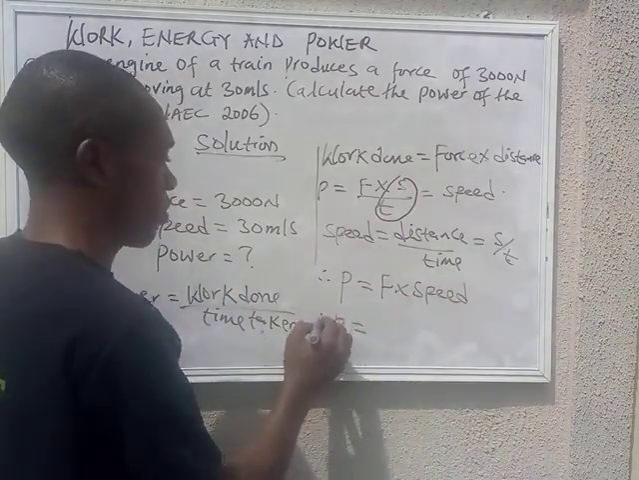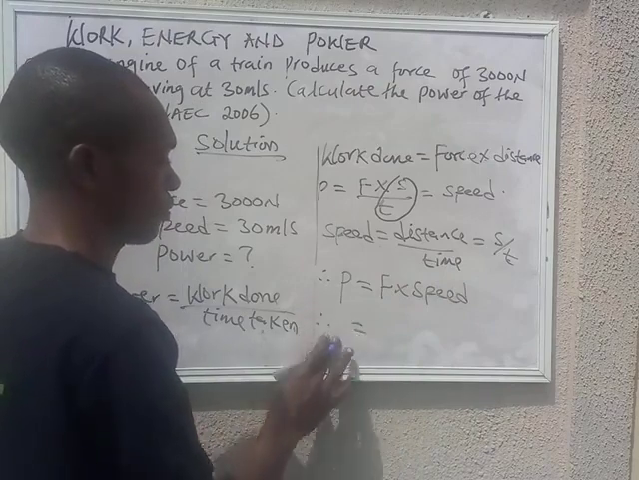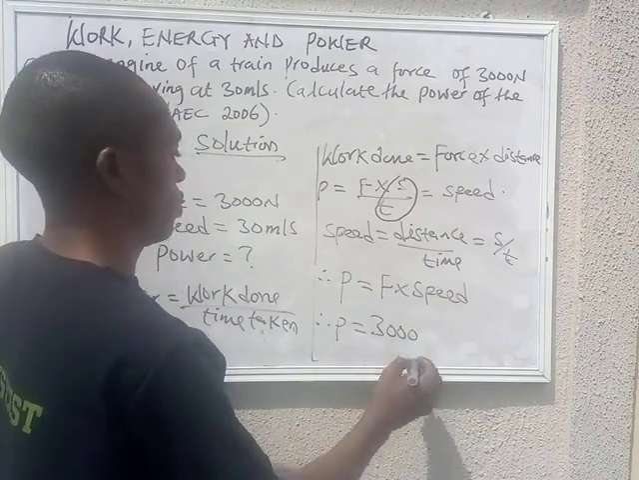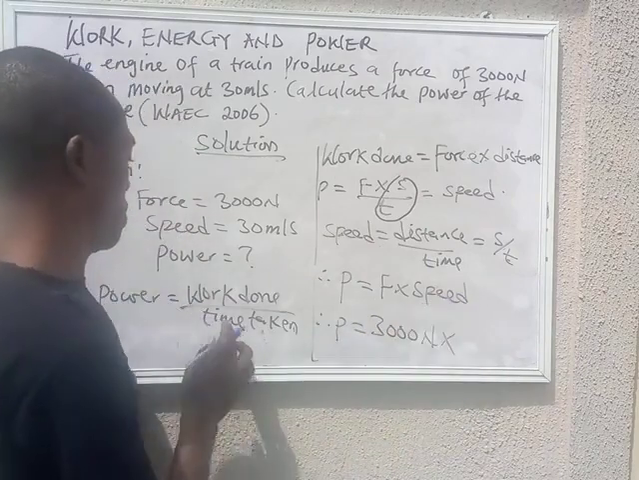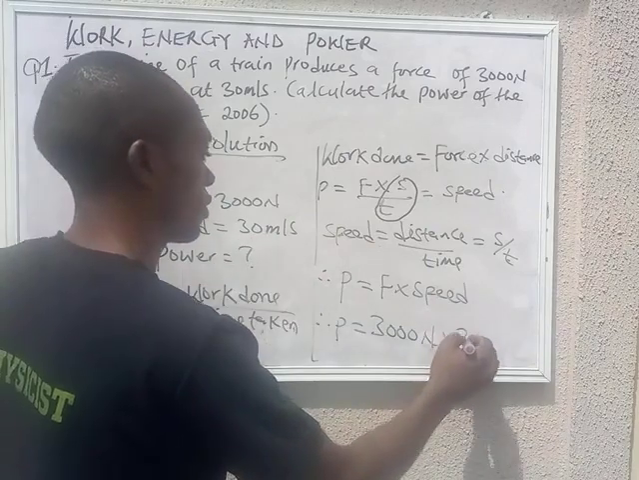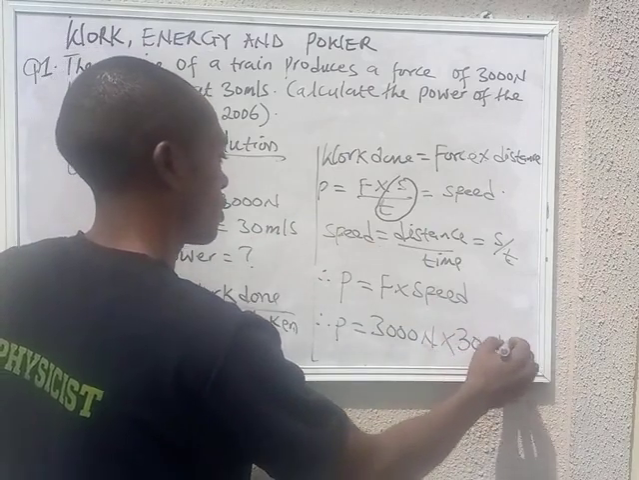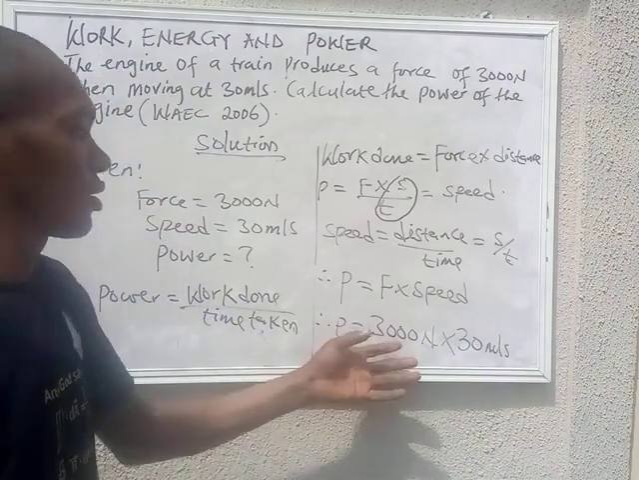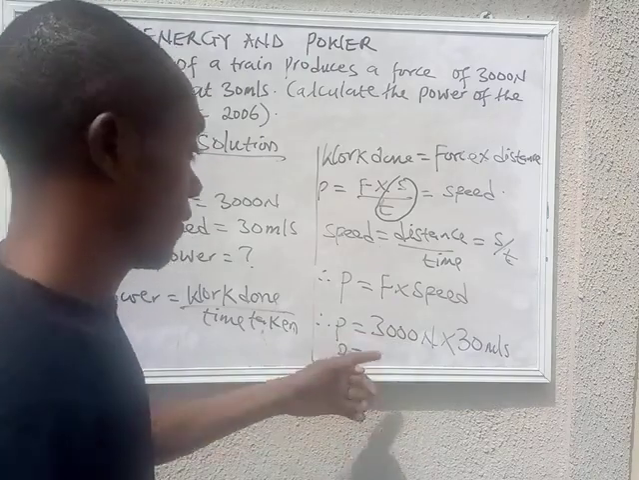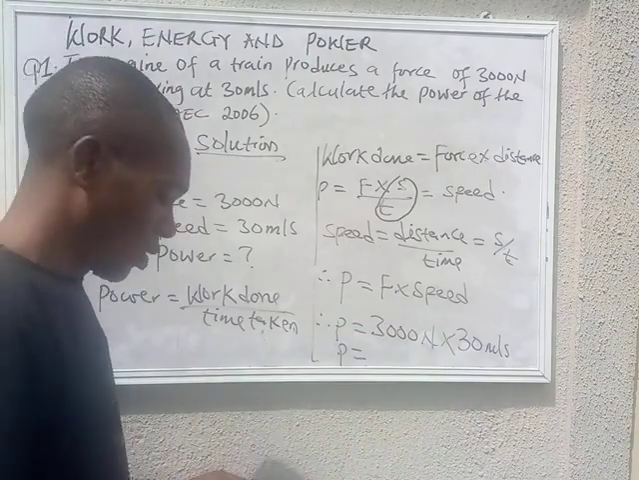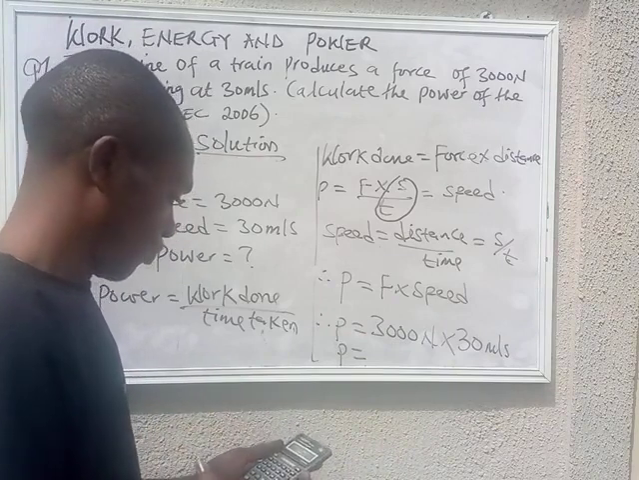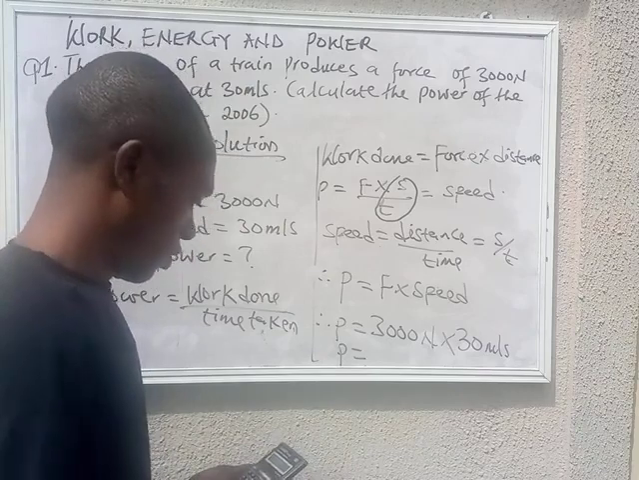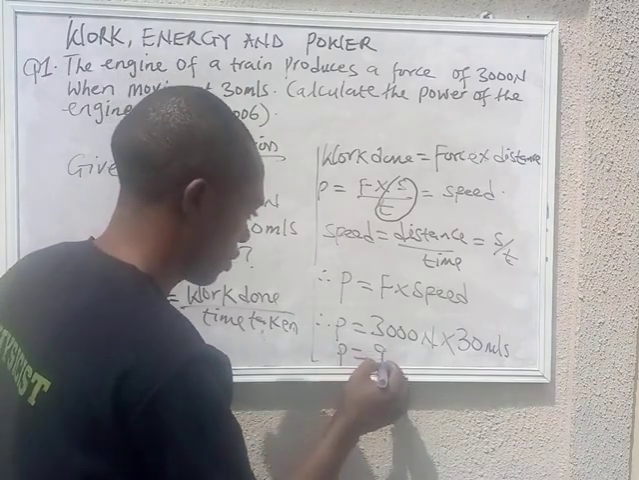Power, therefore, is equal to the force here, 3000 Newton, times our speed, which is given as 30 meters per second. Now power is going to be equal to 3,000 times 30, we're going to be having 90,000.